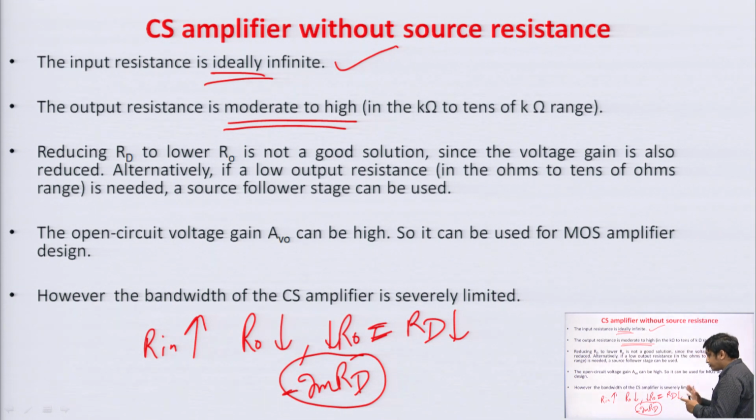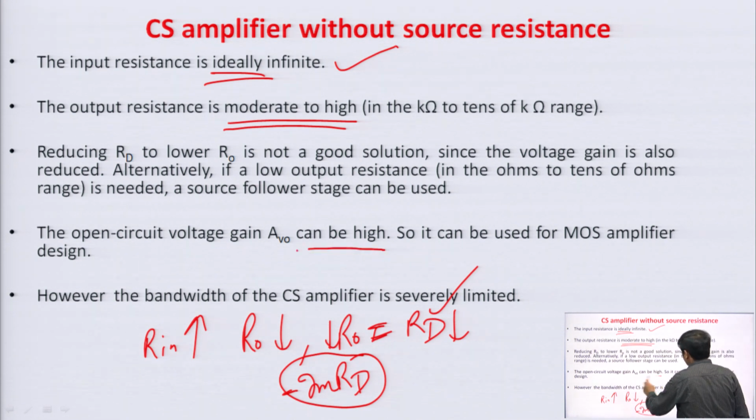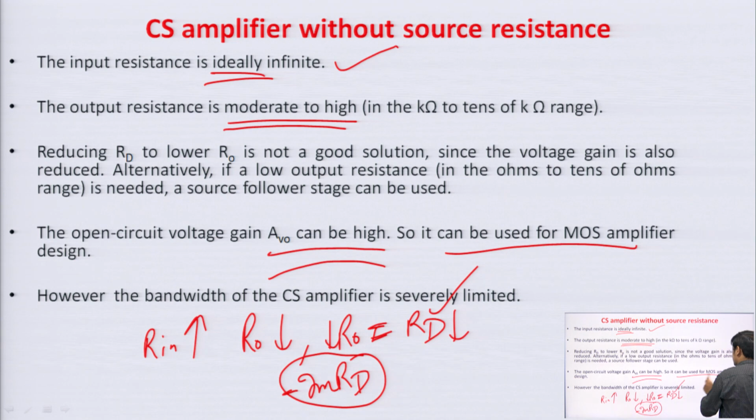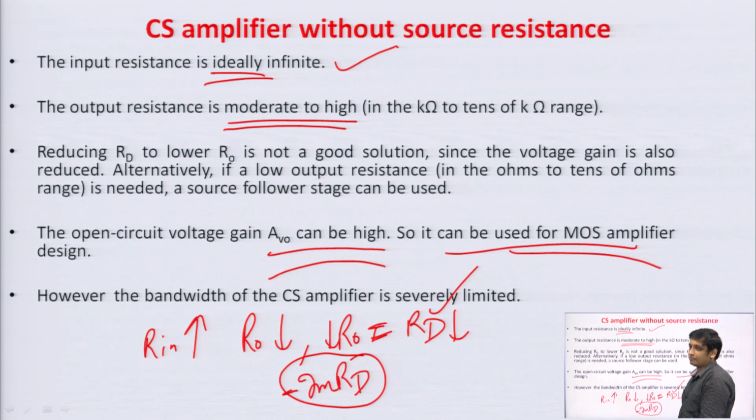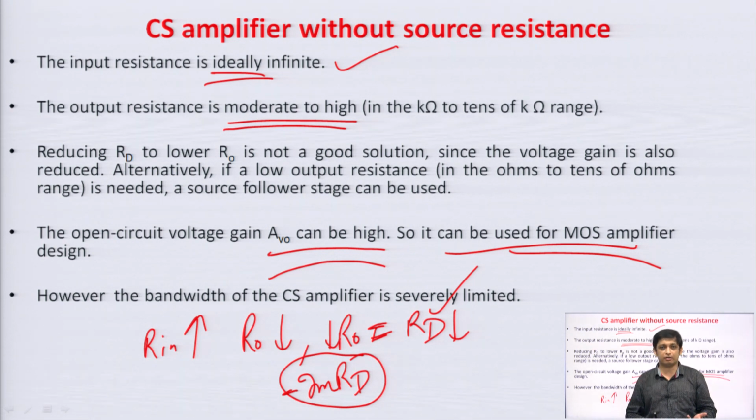We have to carefully select the value of drain resistance R D, because it affects the output resistance of the voltage amplifier and also the voltage gain, and the open circuit voltage gain can be high, of course. That is why for a voltage amplifier we use the common source configuration, because in common drain amplifier the voltage gain is 1, we do not get any amplification.